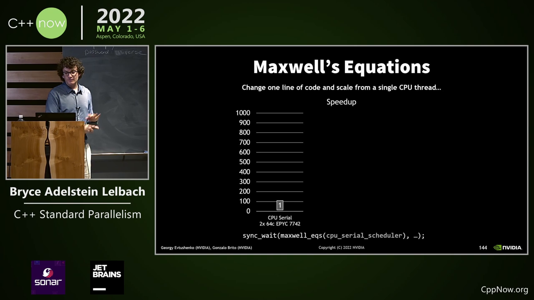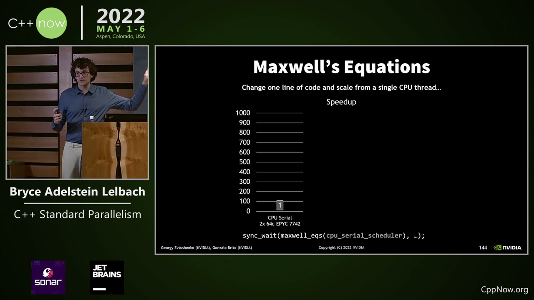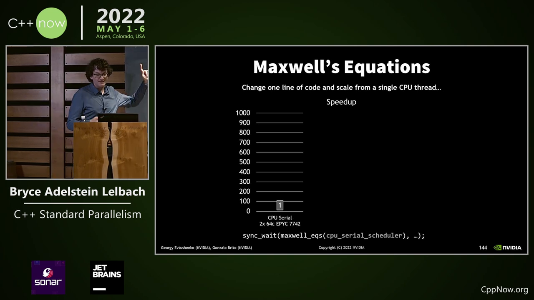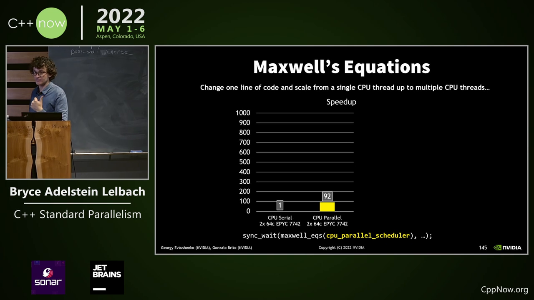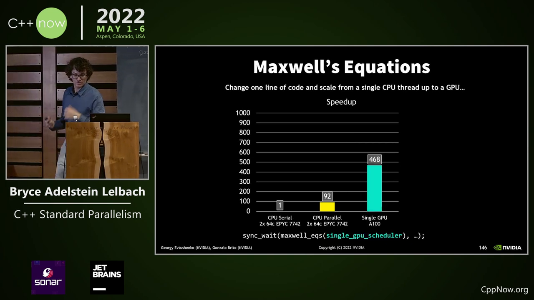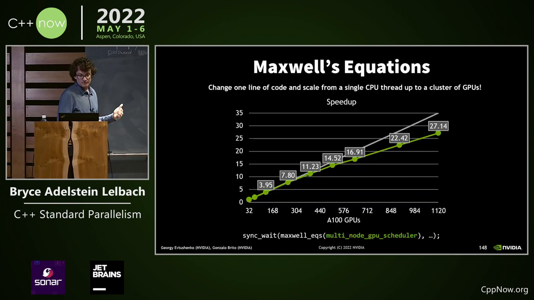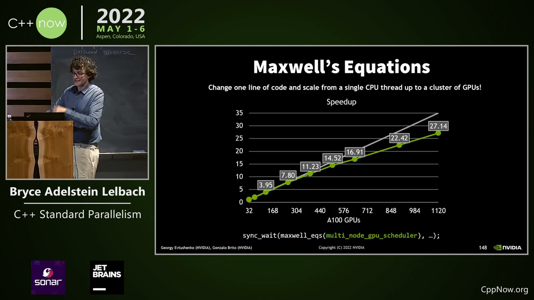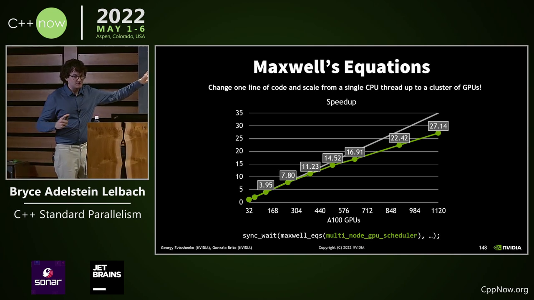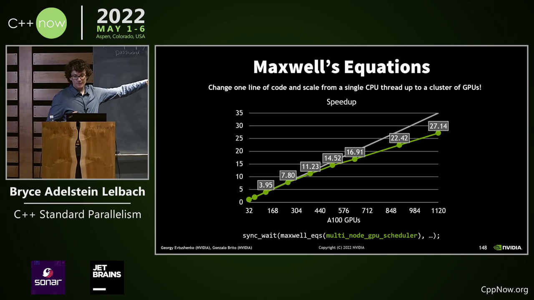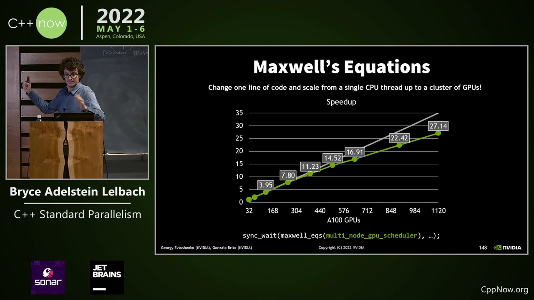So this code can be run with a variety of different schedulers. By changing just one line of code, the kind of scheduler passed to the solver, we can go from running inline on a single CPU thread to running in parallel on the CPU using OpenMP, to a single GPU, to multiple GPUs within a single node, to multiple nodes scaling up to thousands of GPUs. So with standard C++ senders and receivers, by just changing one line of code, you can go from a single CPU thread up to a cluster of GPUs.